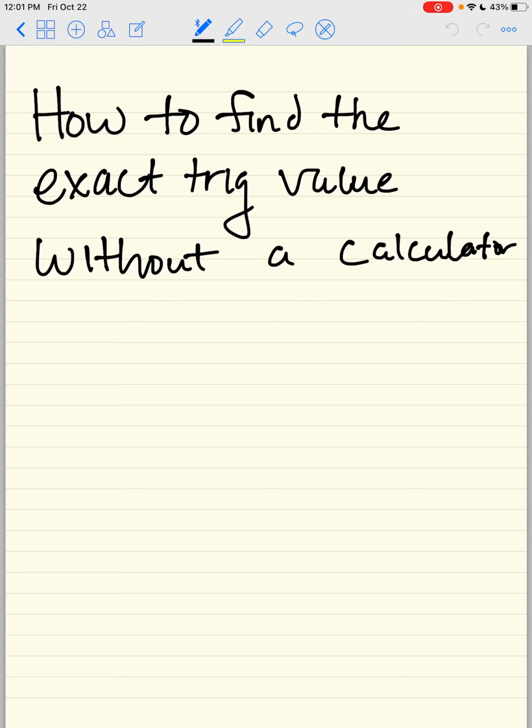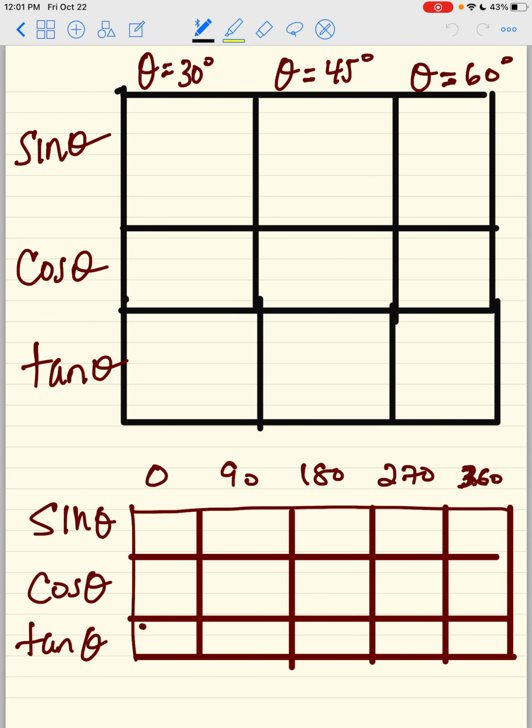Hey guys, welcome back. This is lesson 14, how to find the exact trig value without a calculator. So the most important thing is to be able to fill out this chart. I highly recommend you pause the video, create this chart, and then follow my lead, okay? So this is how we fill out a 30, 45, 60, and the multiples of 90s.